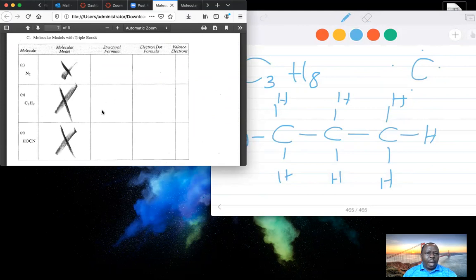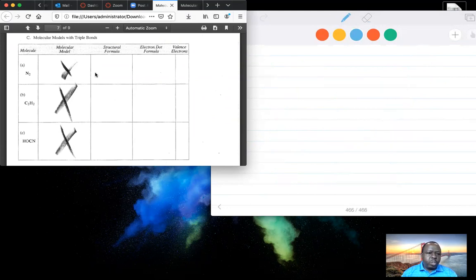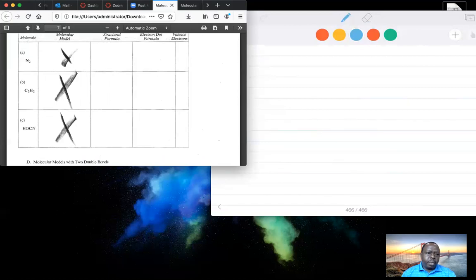I'll ask you a question. Which one do you want me to use on part C for the triple bond? Models with the triple bond. I'd like to show you how you end up with a triple bond on part C on the data sheet. Somebody give me an example, or pick one molecule here, and I'll show you how to construct a triple bond.